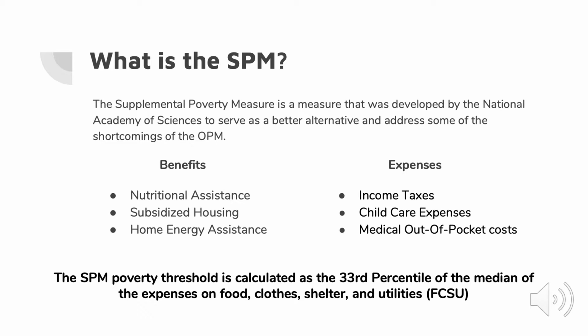The OPM's threshold used the cost of a minimum diet multiplied by 3. Similarly, the SPM poverty threshold is calculated as the 33rd percentile of the median of the expenses of food, clothing, shelter, and utilities, known as the FCSU.